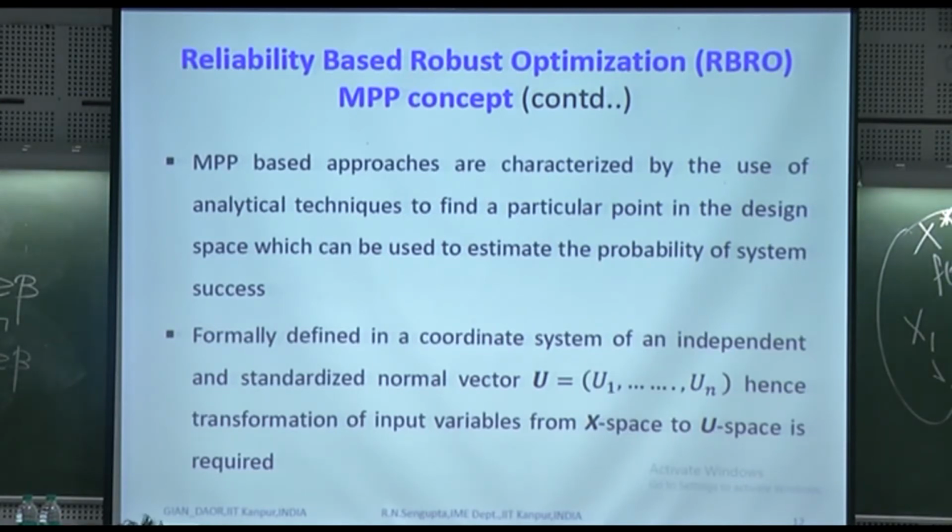So formally, as the whole process goes, you define a coordinate system of independent and standard normal vectors. This is what is important. In the other space, the u space, the u vectors are all orthogonal to each other and independent of each other, because the f of u would always be equal to the f of x based on which you are trying to normalize and do the optimization. So it's basically moving back and forth from the x space to the u space and again coming back.